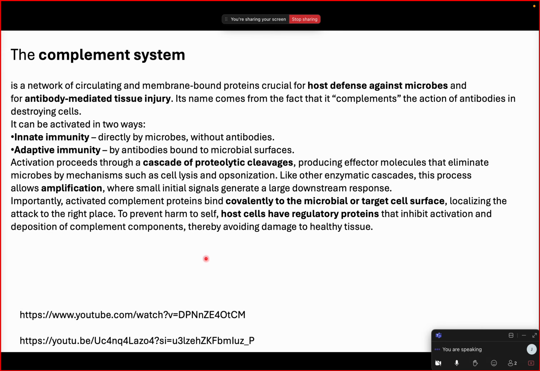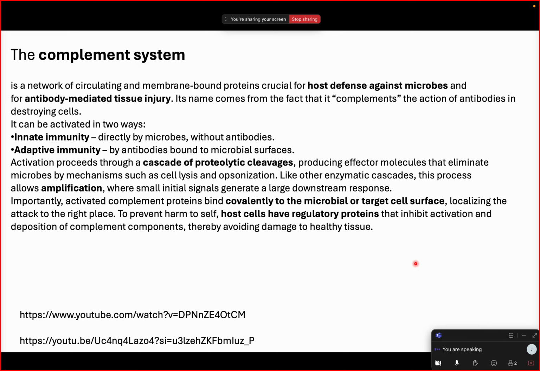So the complement system is a network of circulating and membrane bound proteins crucial for host defense against microbes and for antibody mediated tissue injury. Its name comes from the fact that it complements the action of antibodies in destroying cells. It can be activated in two ways, majorly two ways, but there are in total three ways. We'll discuss it.